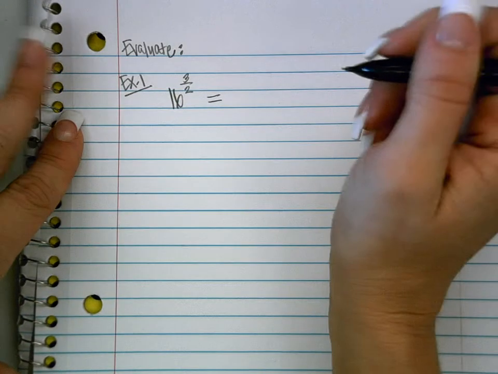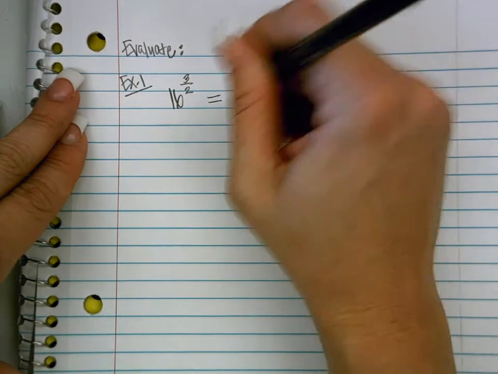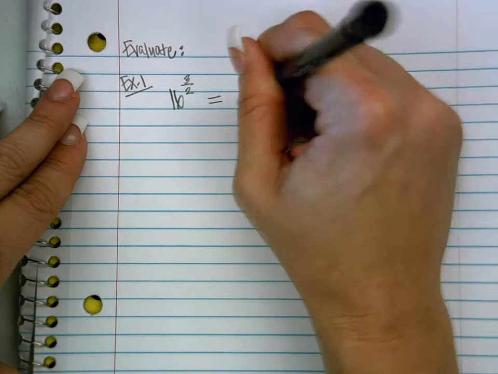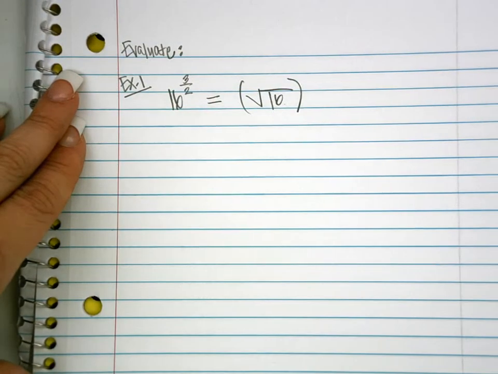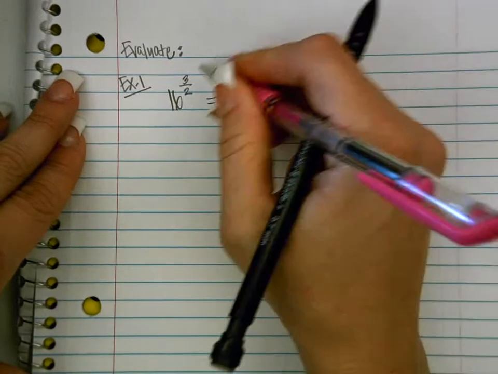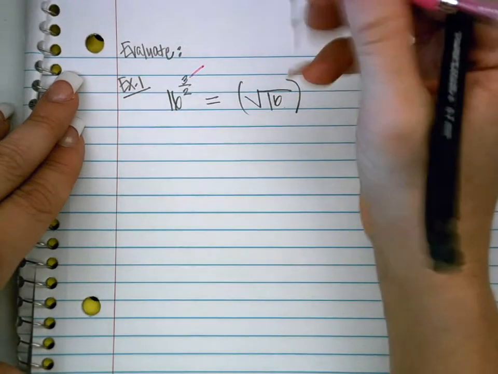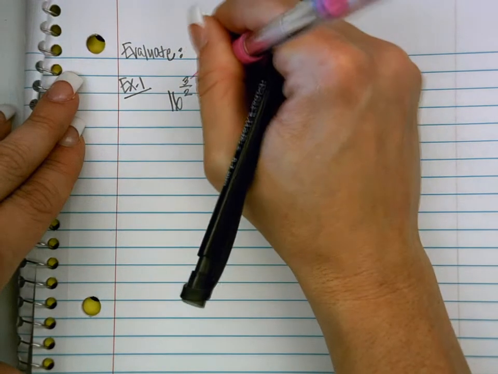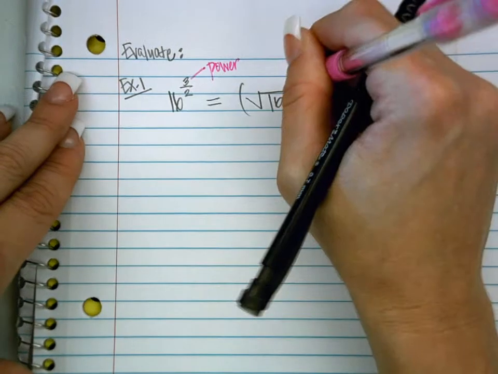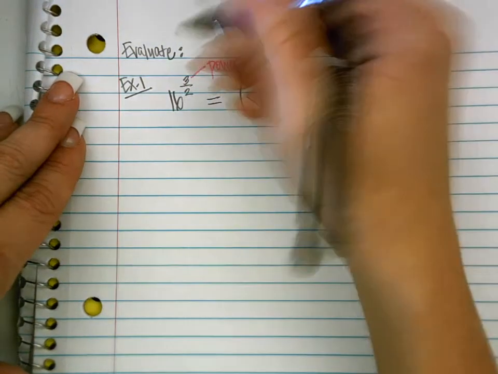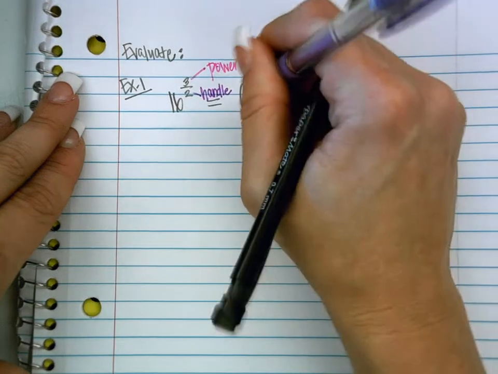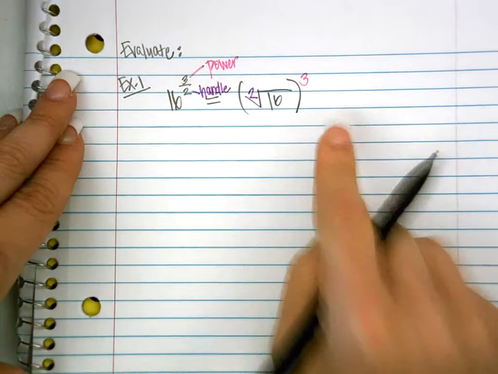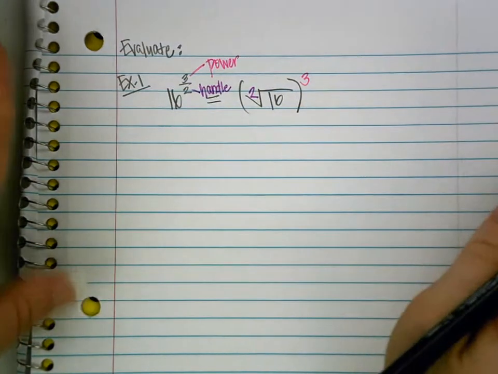I'm going to rewrite it in power handle form. So here, write your radical. The 16 goes underneath. This is where it can get a little bit confusing if you're not paying attention. The 3 is the what? Is it the power or the handle? The 3 is the power. So the 3 goes out here. The 2 is where your handle belongs. So the 2 goes here. As long as you get them in the right place, these should be fairly easy.